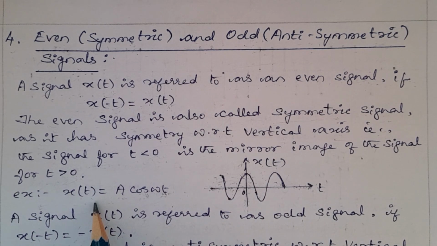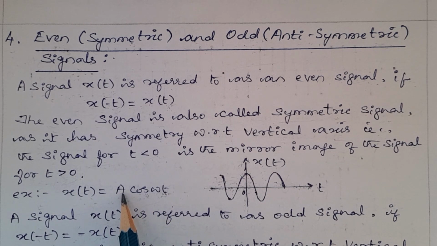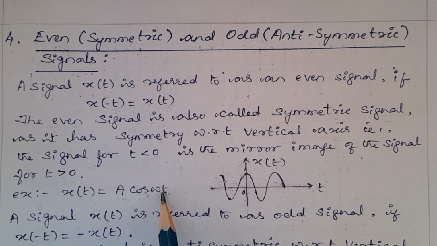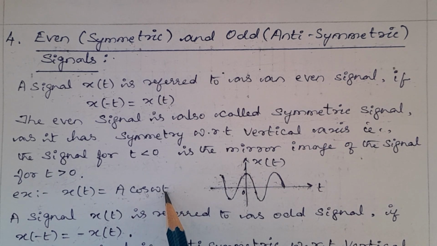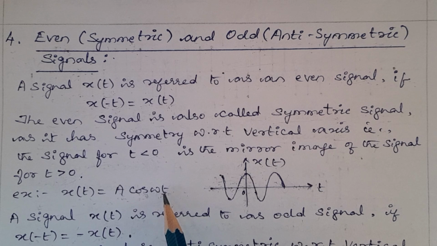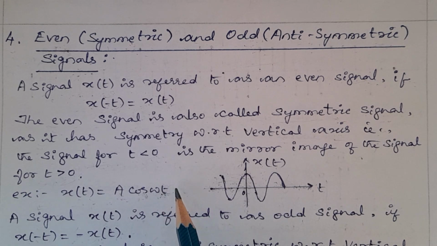Example, x of t equals A cos omega t. A is the amplitude of the signal, cos of omega t. Suppose when t is less than 0, meaning a negative value, we get x of minus t. Then cos of minus omega t equals plus cos omega t. So we know the formula cos of minus theta equals plus cos theta.